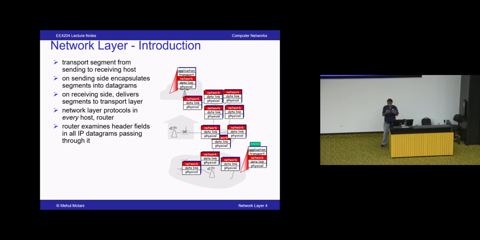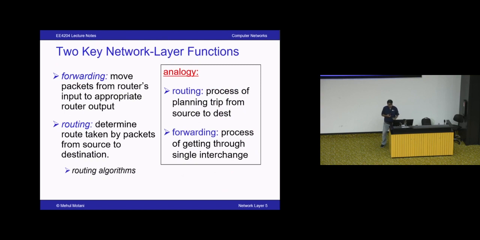Which tells you that what these intermediate nodes have to do is read the packet, look at what the destination is, and forward the packet accordingly. So the core functions that a router carries out are forwarding and routing.